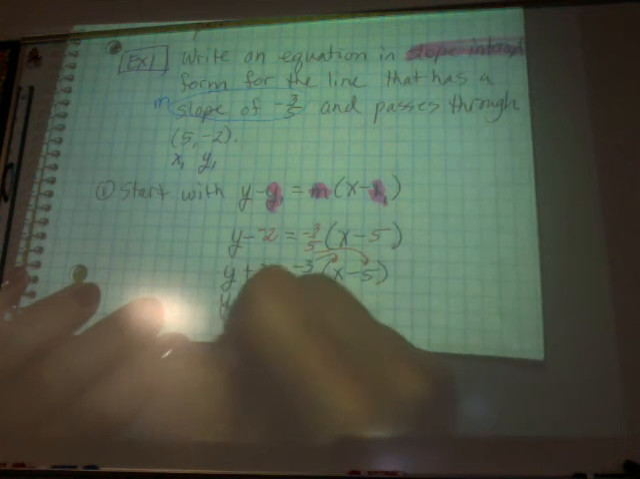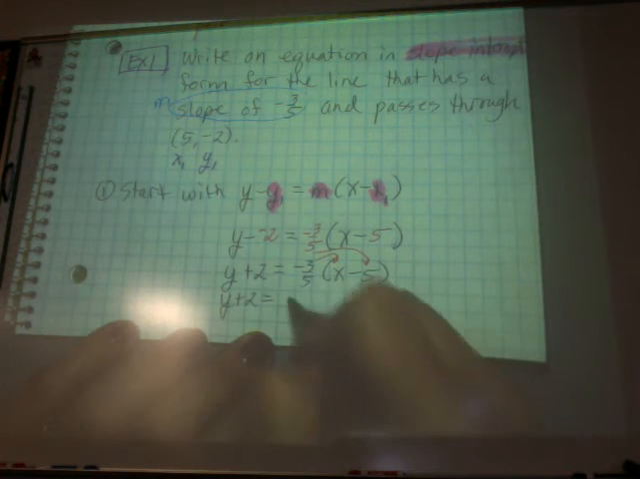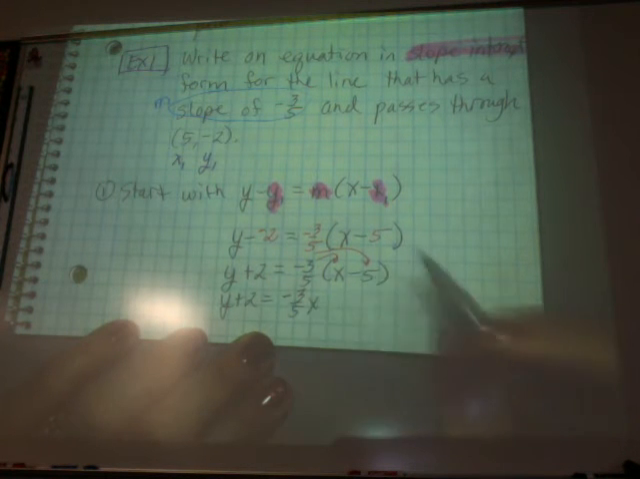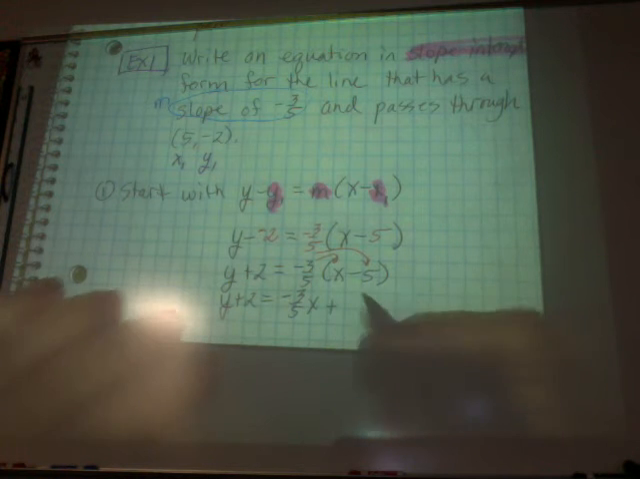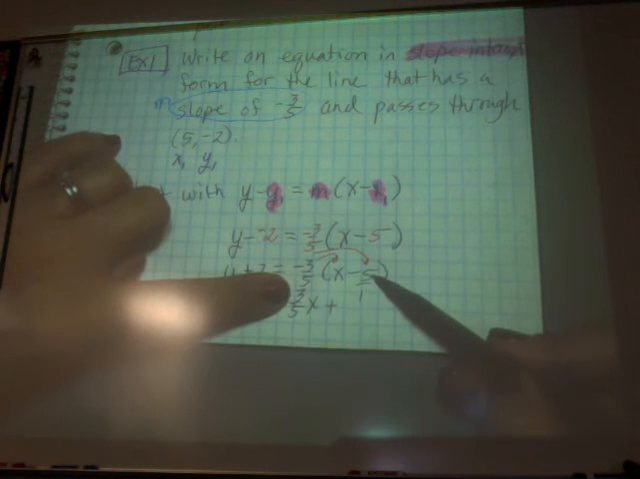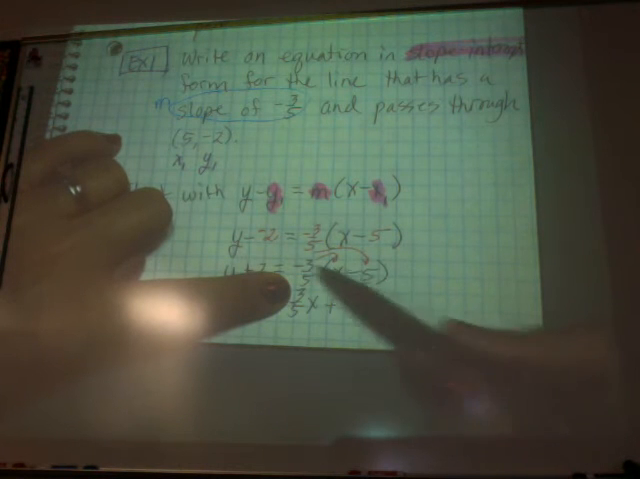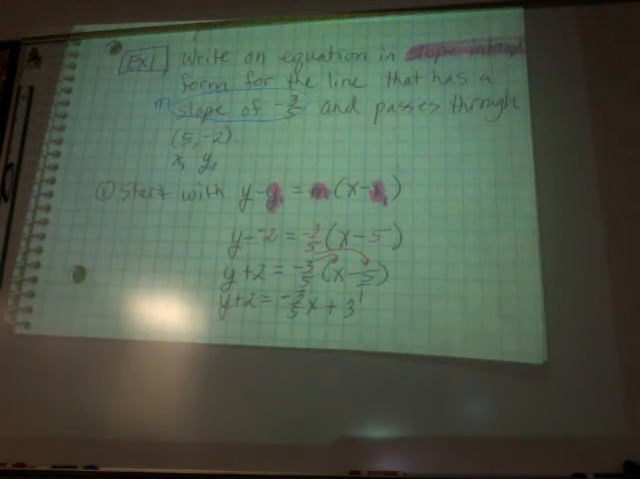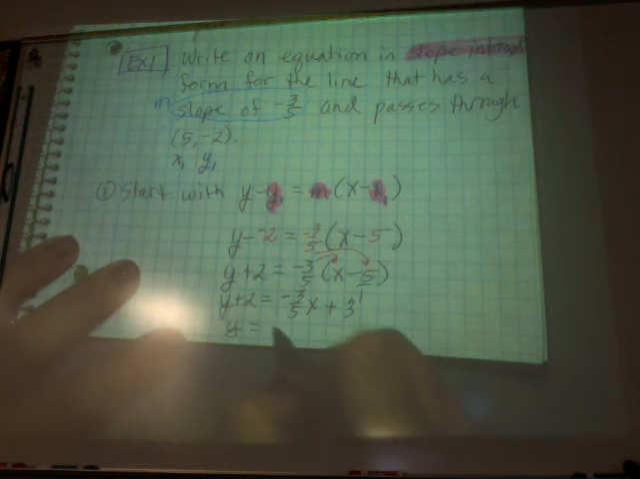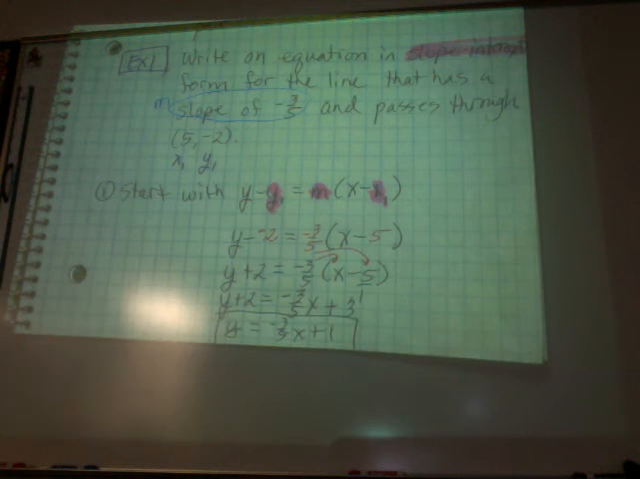But won't it cancel out on this one? So I'll have y plus 2 equals negative 3/5 times x is negative 3/5 x. And negative times a negative is a positive. Put 5 over 1. What happens to these 5s? They cancel. And I end up with just a 3. And then I want to be solving for y to get it into slope-intercept form. So subtract 2 from both sides. Don't I get y equals negative 3/5 x plus 1? Right? So 9 times out of 10 you're going to use point slope form, especially if you give a point and a slope.